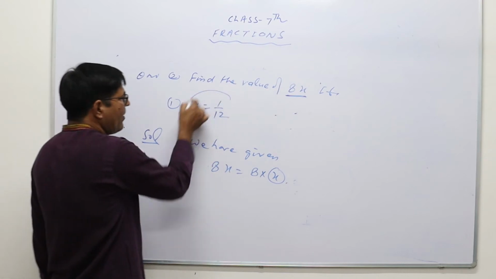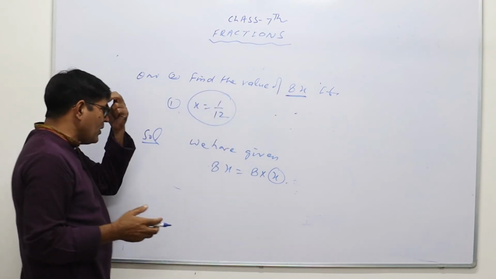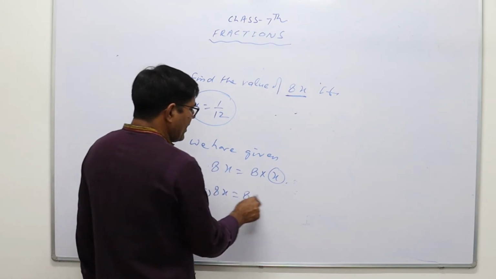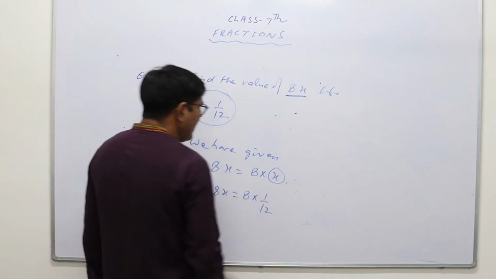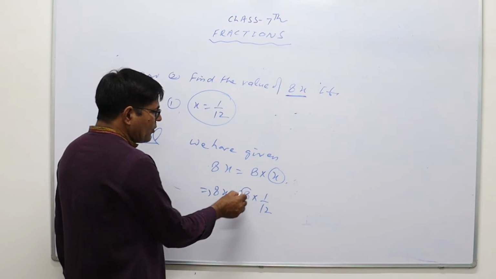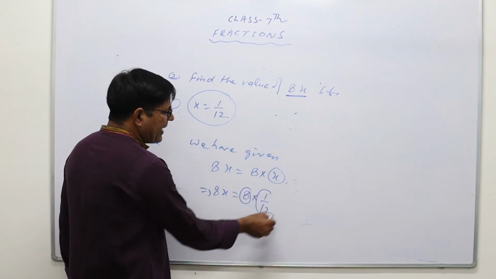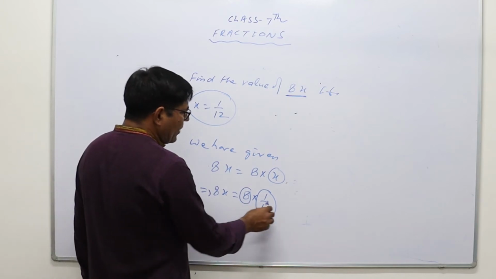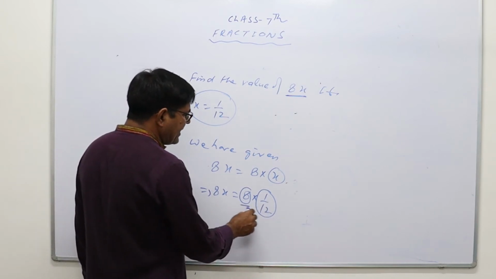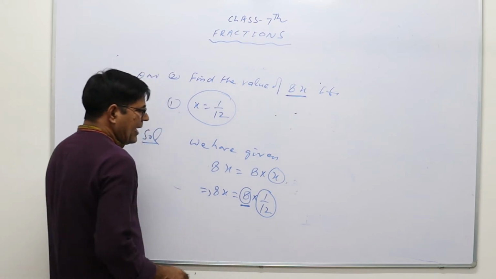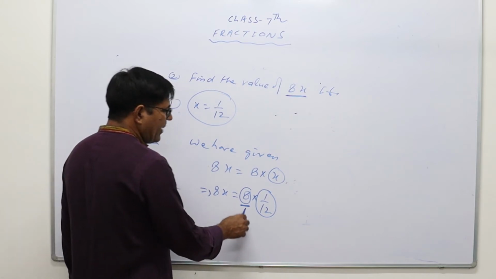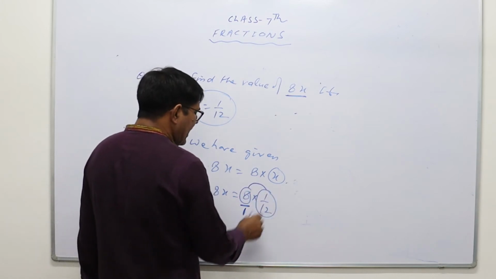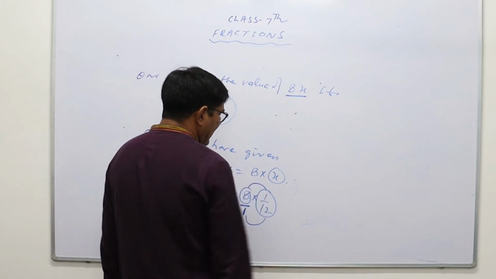Now what is the value of x? x is 1 upon 12. This implies that 8x is equal to 8 into 1 upon 12. That is multiplication of a whole number with the given fraction 1 upon 12. Now how will we multiply this whole number with the fraction? We will write this 8, which is a whole number, in fraction form, so the denominator will be 1. Now you can multiply numerator to numerator and denominator to denominator.